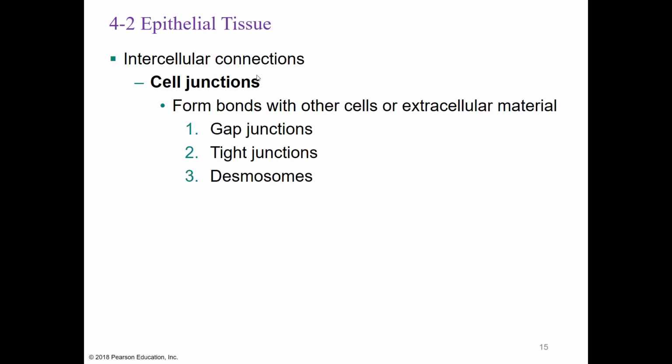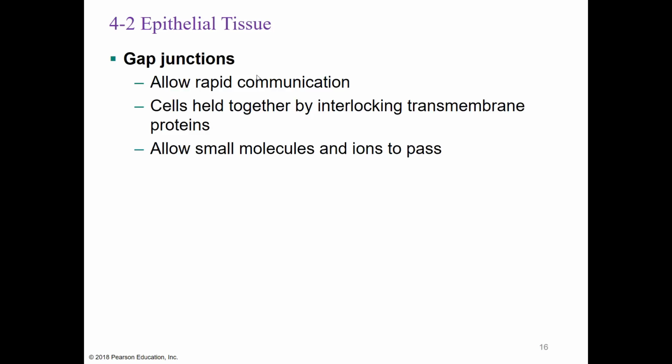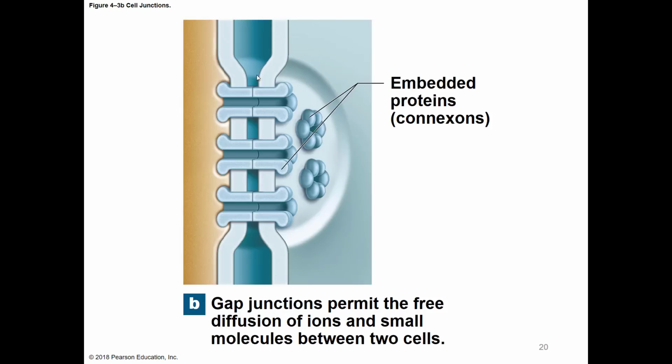So for the intercellular connections, there are 3 main ones we'll talk about, and I'll probably add a 4th on. Gap junctions, we'll start with those. Gap junctions are openings between neighboring cells that allow for rapid communication. These gap junctions are created by transmembrane proteins. So these are proteins that interlock two neighboring cells, and these proteins create a little portal where molecules and ions can pass back and forth. So this allows the cells to communicate with one another.